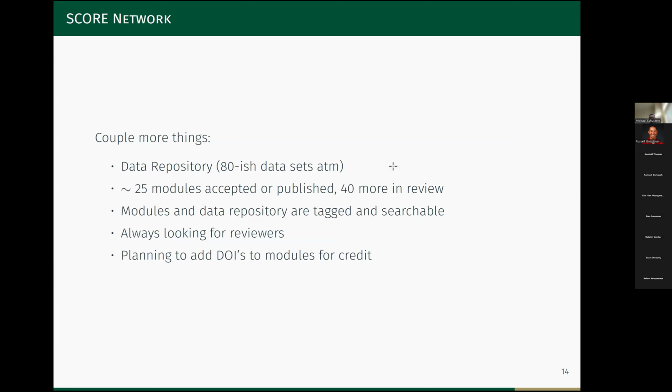So here's where we are right now, data repository. I mentioned number of modules and more we've got in review. They're tagged and they're searchable. We're always looking for reviewers. And I mentioned that we want to give credit to authors. So we are viewing these modules as sort of like mini publications. They are indeed peer reviewed and peer vetted. They take a lot of work. And we're going to start adding DOI indices to modules with the idea that we would hopefully get people credit for the great educational materials that they're doing.